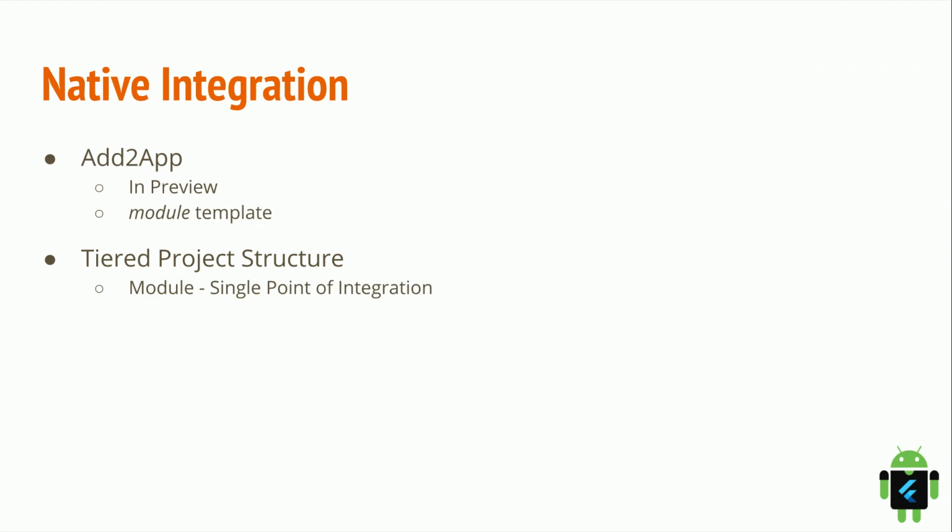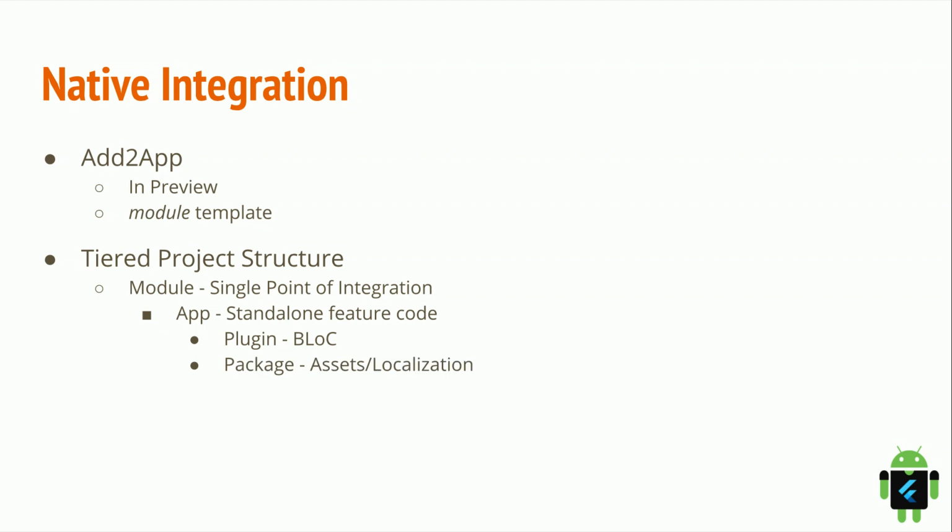We at Capital One chose a tiered project structure, and this is why I explained always use packages. So we created that module, that single point of integration for all of our features that would be in Flutter. We had that app, which was our branch ATM Finder implementation, our standalone feature code. And then we had our plugin, which was our business logic components, and we had our package, which was our assets, that localization I mentioned. So this is how we tiered it.